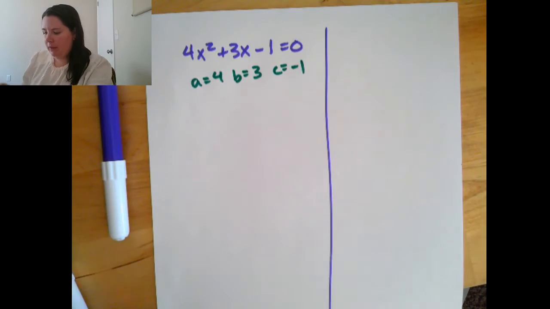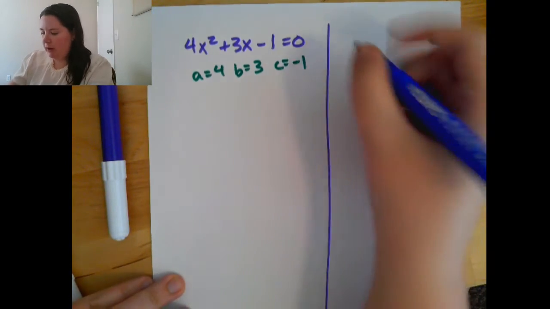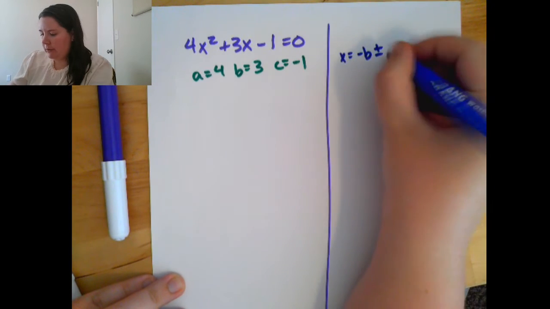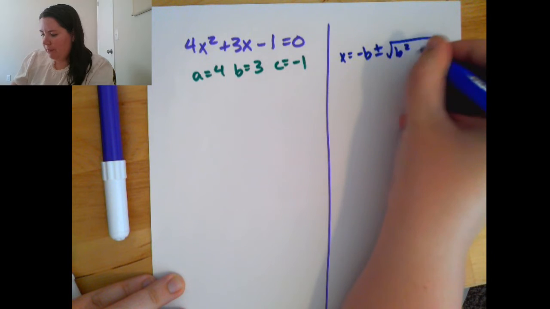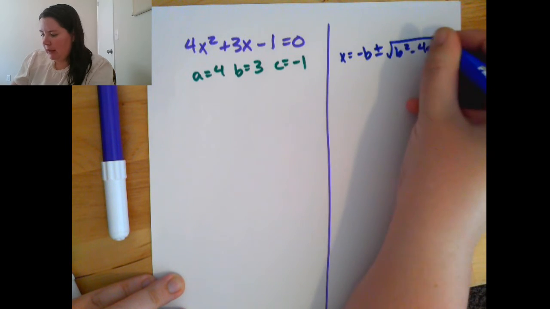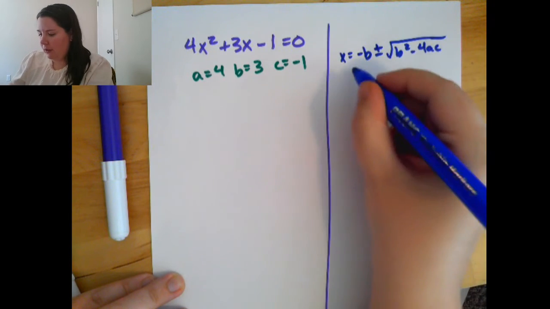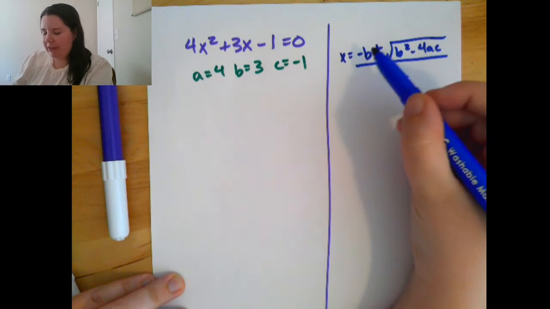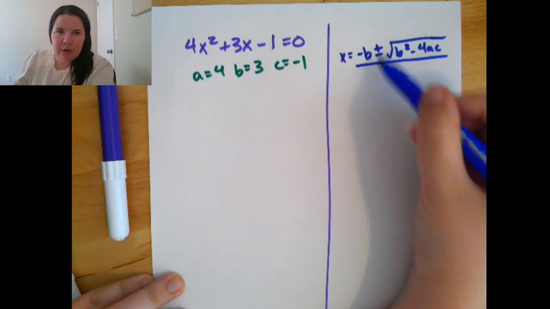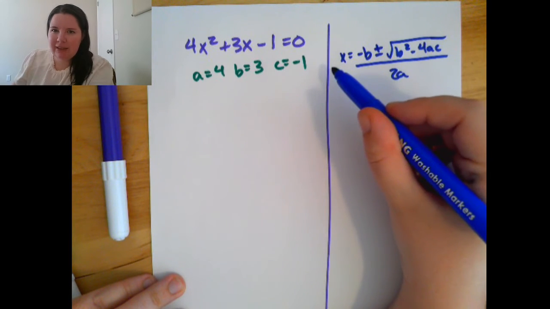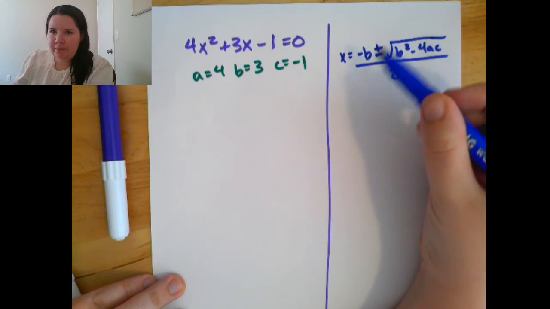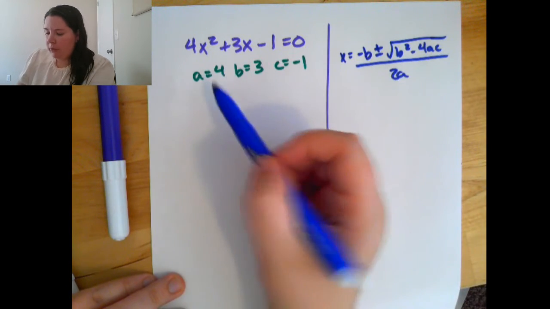Now, just write the formula again over here. X equals negative b plus or minus the square root of b squared minus 4ac, all divided by 2a. And when I say all divided by 2a, I mean everything on this side of the equation. Sometimes I see kids get a little too stretched out with their bar. Only this side.